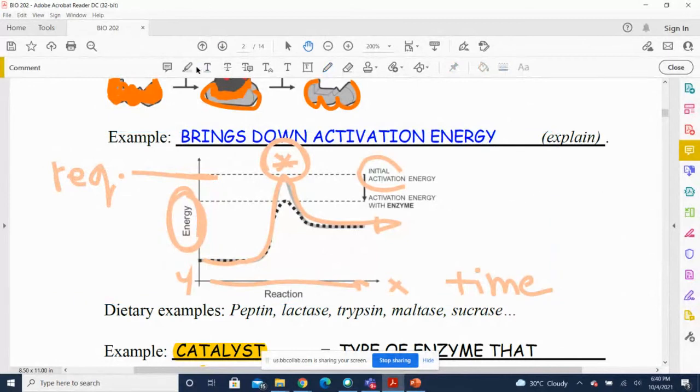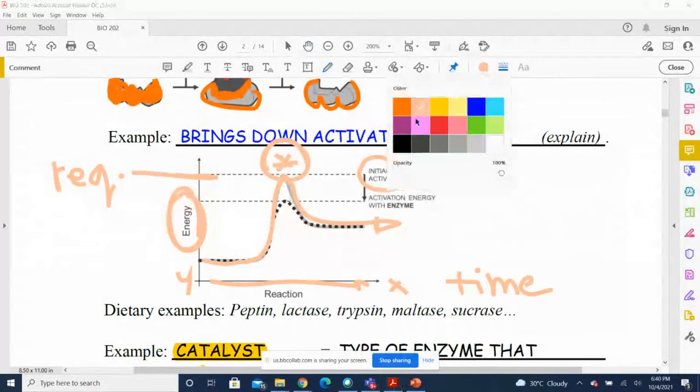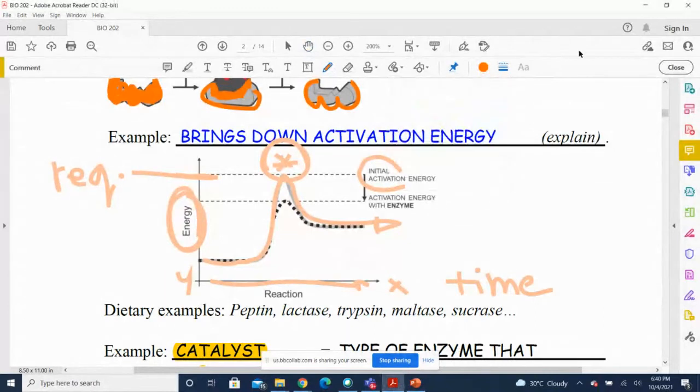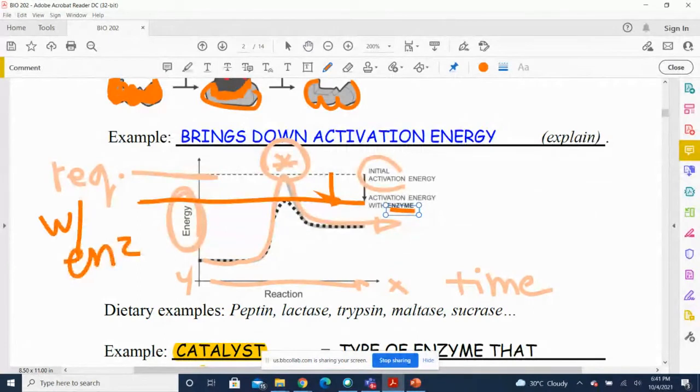Well, but we can help out. We can help out by adding an enzyme into this reaction. And in this case, what the enzyme does, the enzyme brings down this required energy. And even a smaller amount of energy is enough to make the reaction happen.